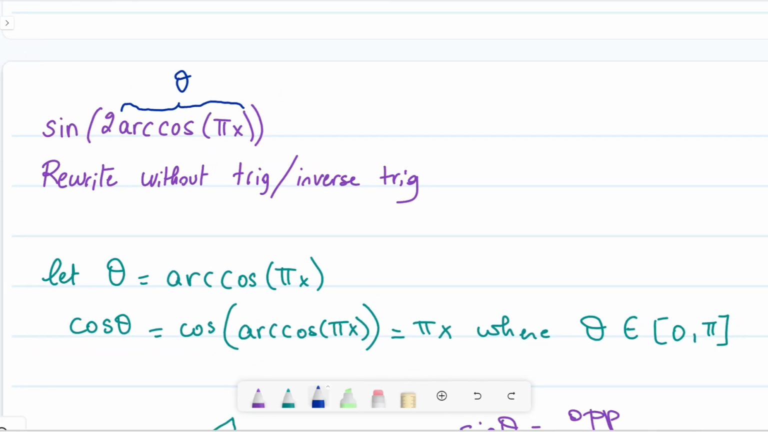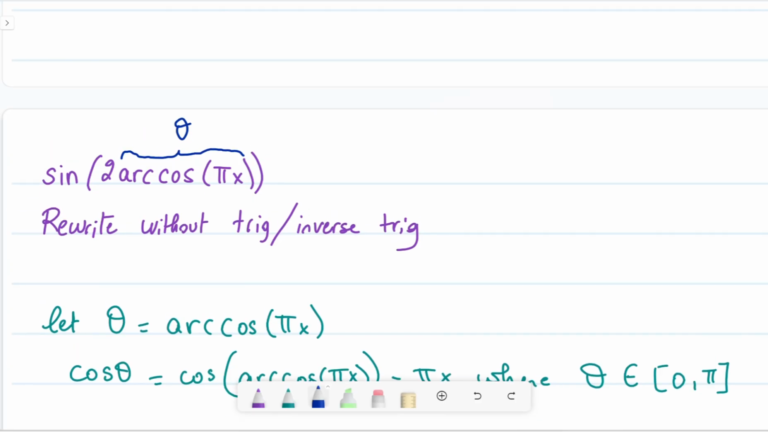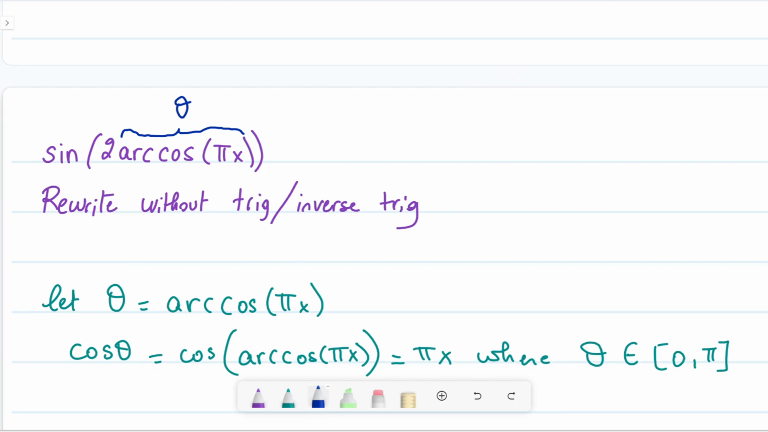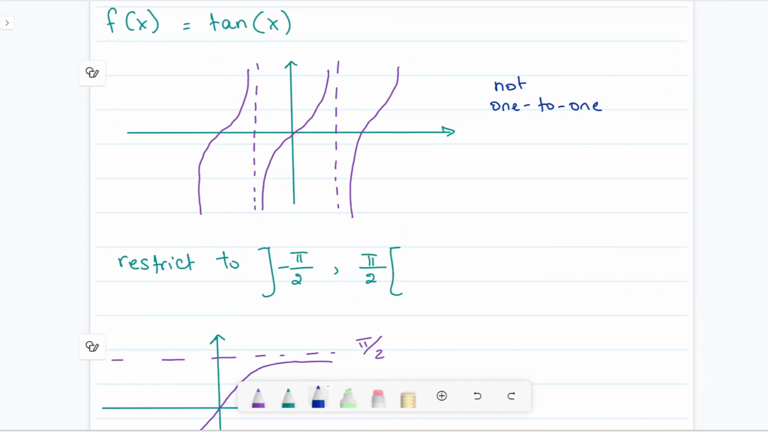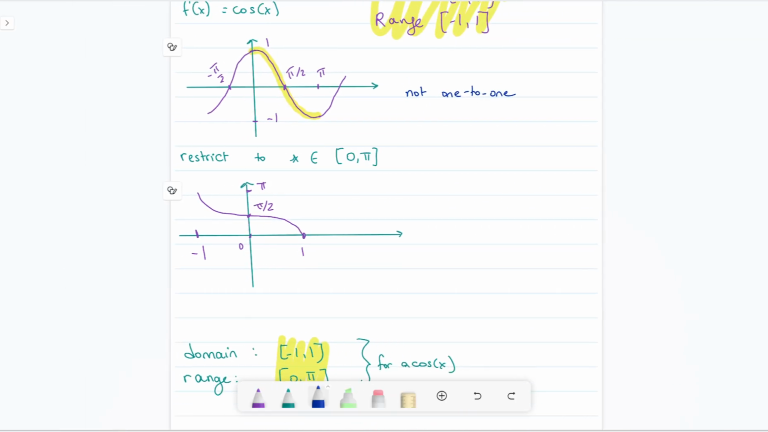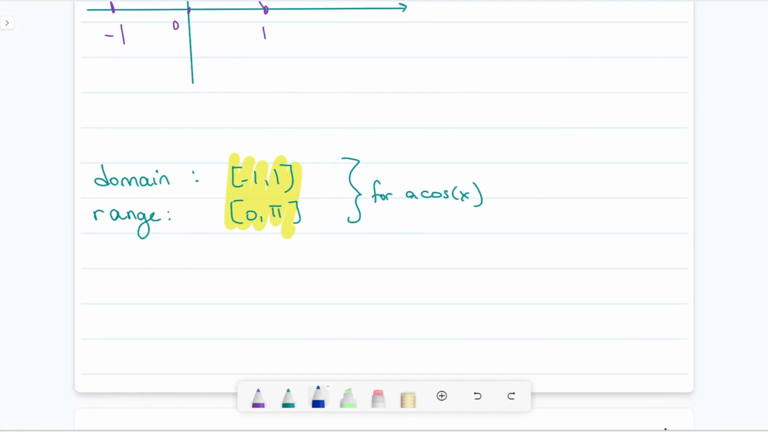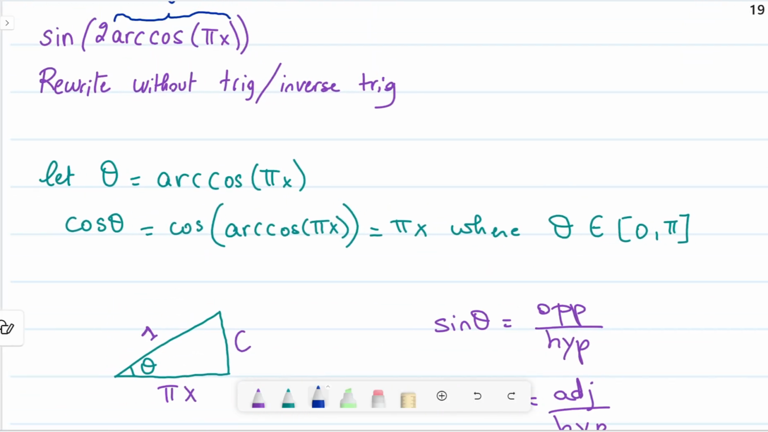And please note that theta in this case belongs to 0 up to pi. And now why is that? Why would theta belong to 0 till pi? Because theta is equal to arccos of pi x. And let's go back to when we learned about arccos. When we learned about arccos, we noted that the range of arccos of x is 0 to pi. So the range of an arccos function is 0 up to pi. So theta is between 0 and pi.